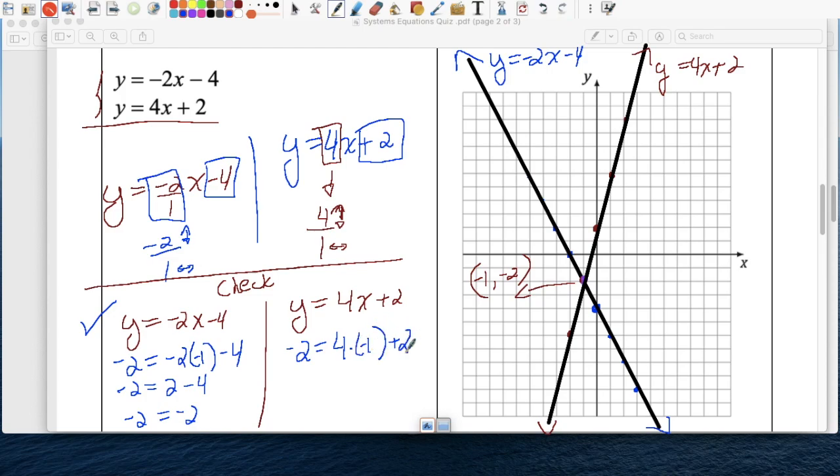And then plus 2. -2, 4 times -1 is -4, plus 2. And look, this point here satisfied both equations. And that's how you know we're correct. You should always do your check. I'm going to do one more.